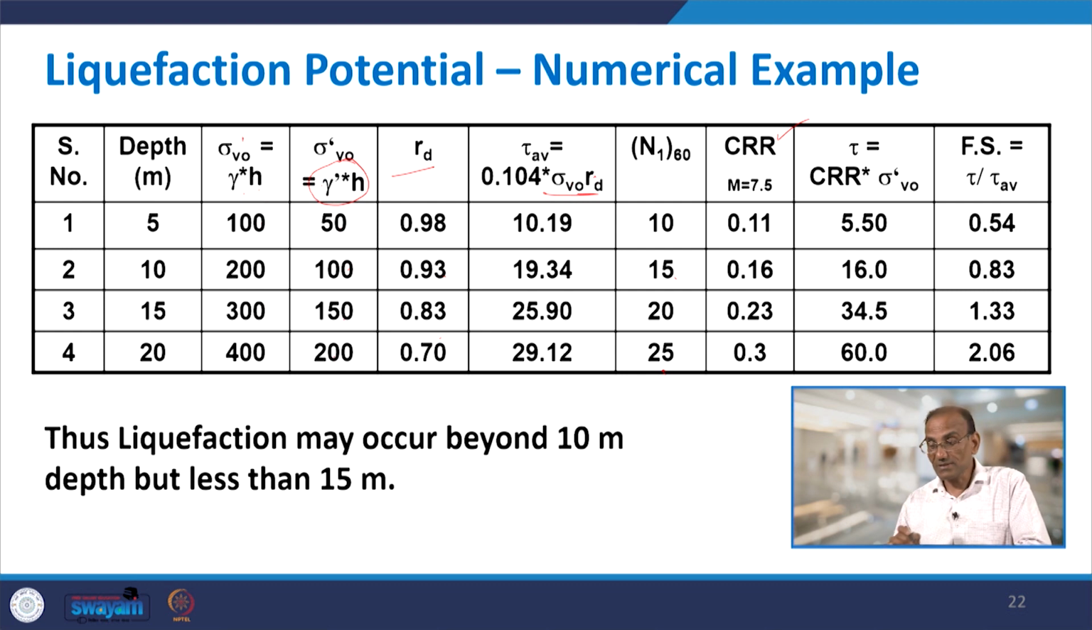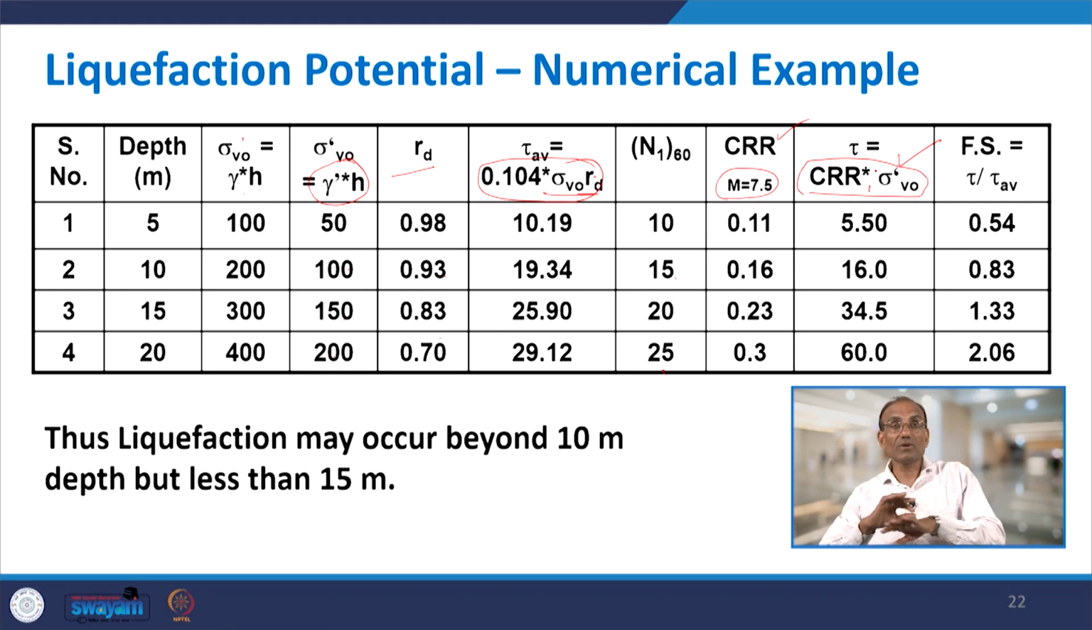But in this example, the magnitude is itself 7.5, so you do not require any further correction. So, tau, which is the cyclic shear stress required to cause liquefaction, is simply CRR multiplied by the effective overburden pressure. Here it should be effective overburden pressure, not total. In this case it is total here while effective there. So, you should not swap, or use total in both places or effective in both places.